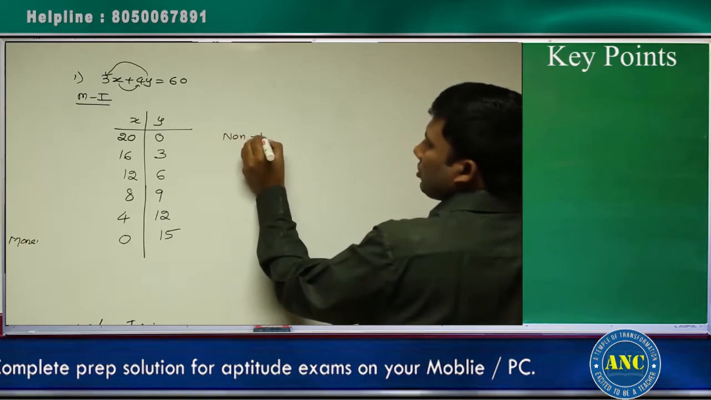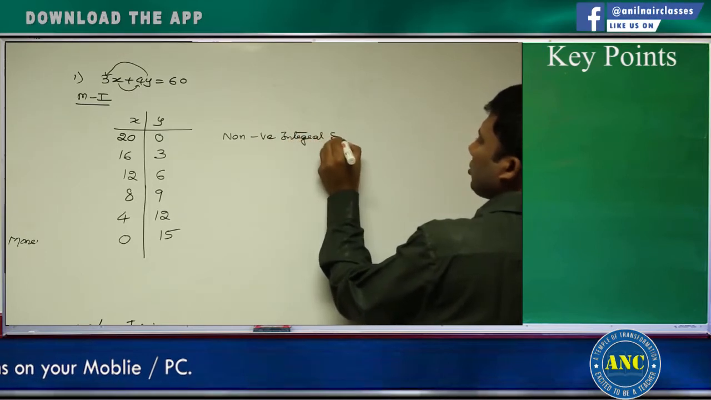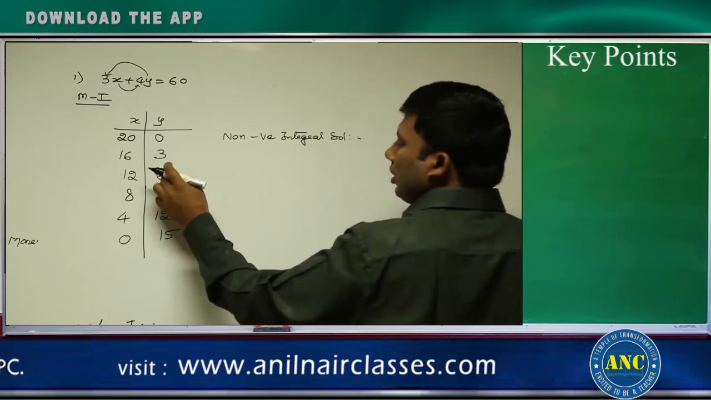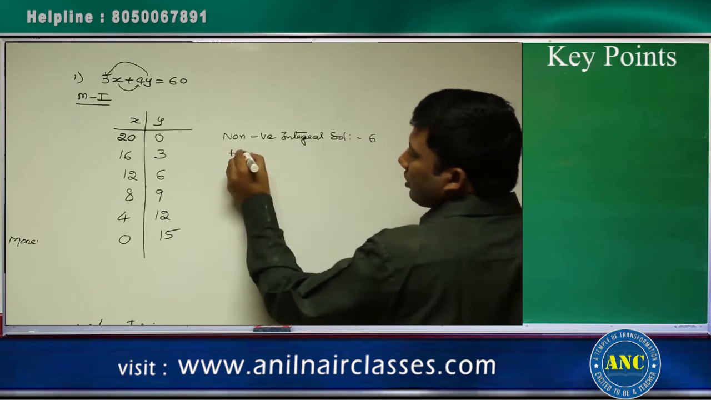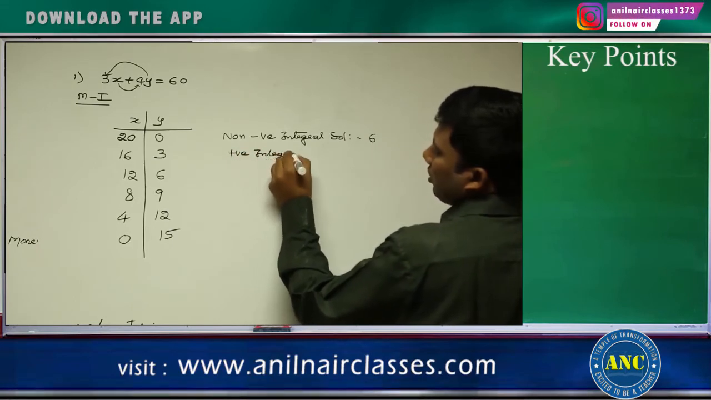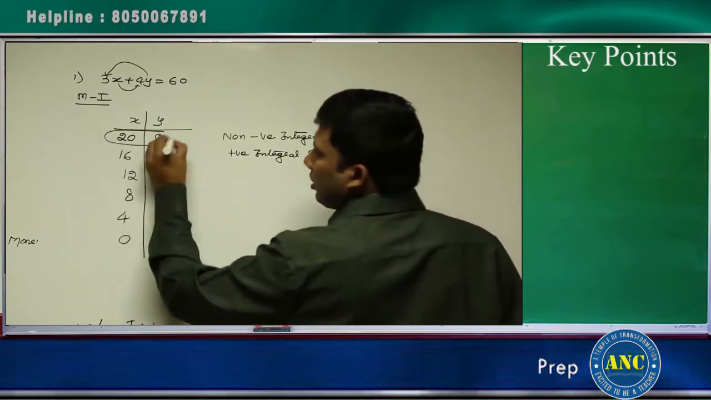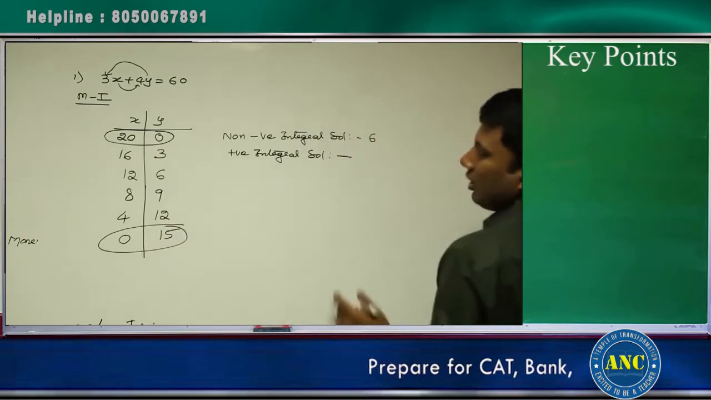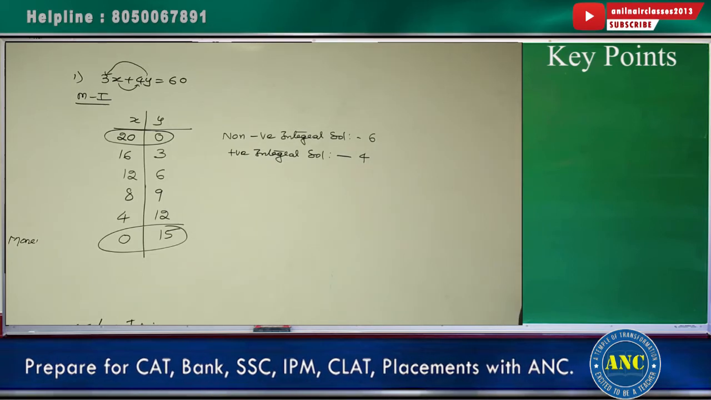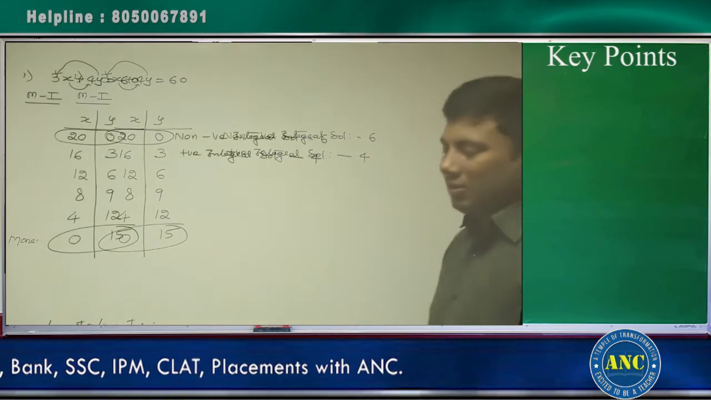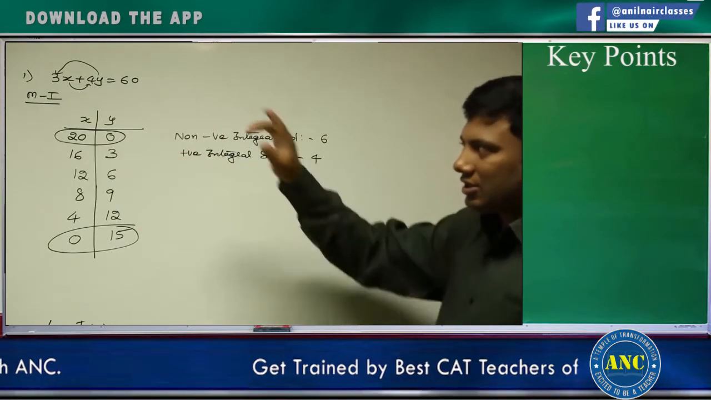Non-negative integral solutions: how many are there? 1, 2, 3, 4, 5, 6. Non-negative integral solutions can also take 0. Next one, positive integral solutions. Positive integral solutions cannot take 0, so these are eliminated. Remaining, how many are there? 4. Non-negative integral solutions are 6, positive integral solutions are 4. But in this problem, finding all the values of x and y is not required. He is asking for the total number.